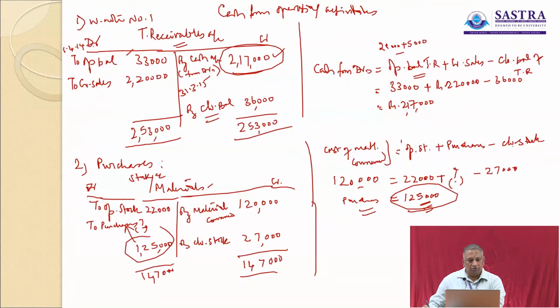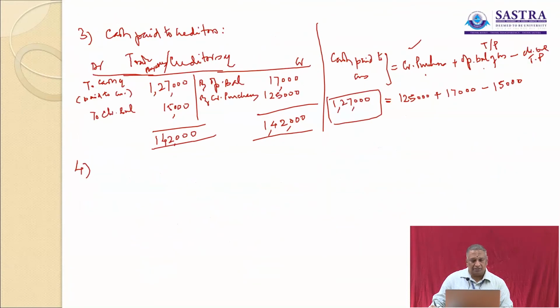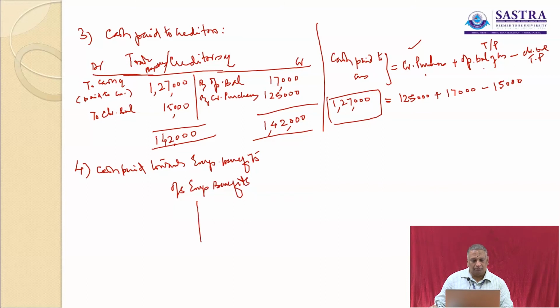So how is the cash paid towards the employee benefits calculated? Cash paid towards employee benefits. If you prepare the ledger, the outstanding employee benefits account, employee benefits outstanding account. Outstandings are normally a liability side item or credit side item in the trial balance. So the opening balance will appear on the credit side.